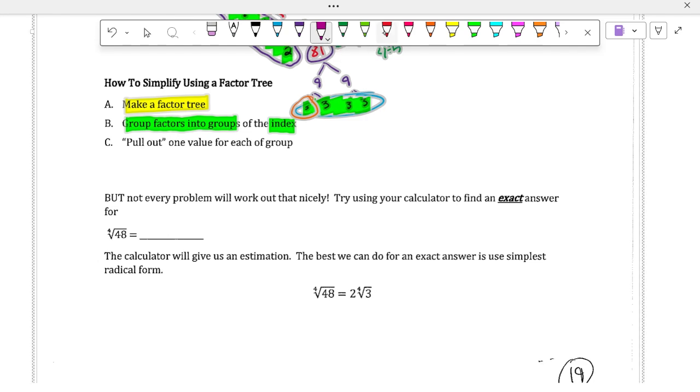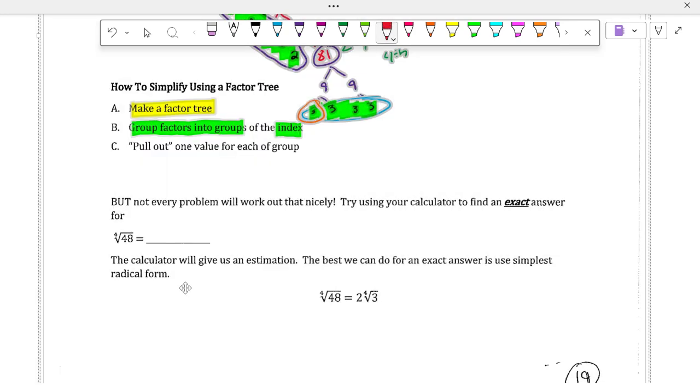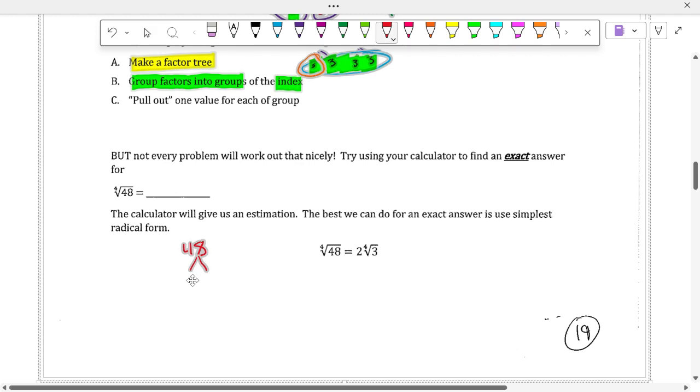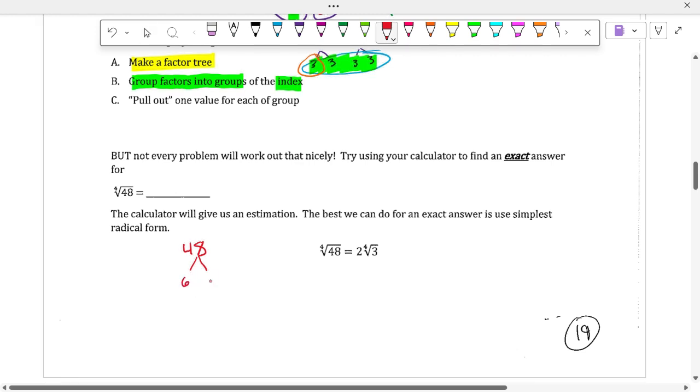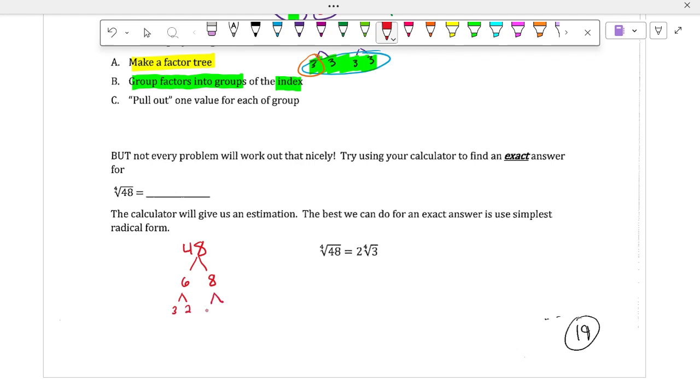Now, how did they do that? Well, let's just do a quick factor tree. So we're just going to find factors of 48. So I have 6 and I have 8. All right. Now, neither one of those are perfect fourths, so I'm just going to break it down further. So I have 3 and 2, and then 2 and 4, and I can break down the 4 further to 2 and 2.